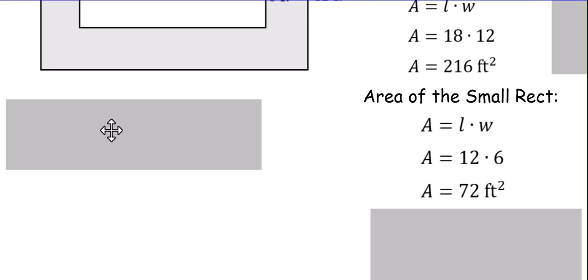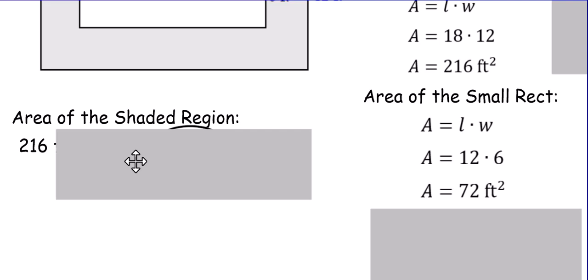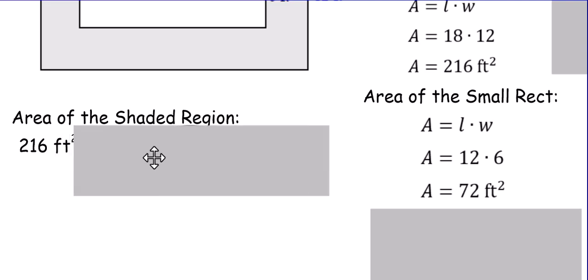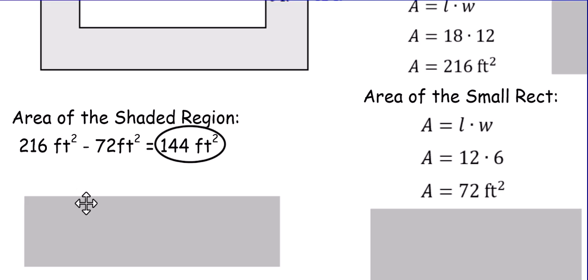Now, to find the area of the shaded region, we are going to take the area of the big rectangle, which was 216 feet squared, minus the area of the small rectangle, which was 72 feet squared, and we get the area of the shaded region to be 144 feet squared.